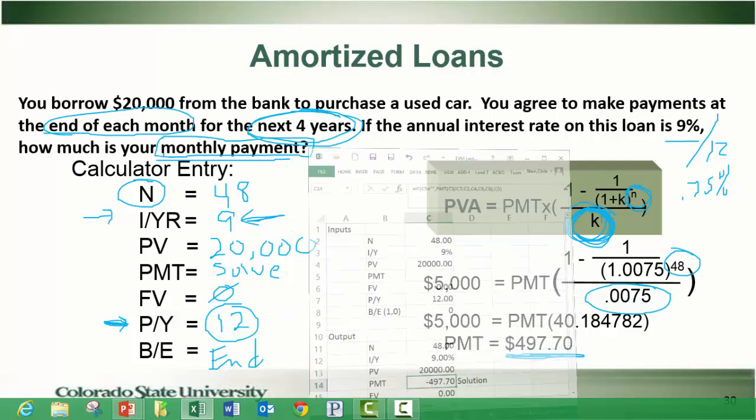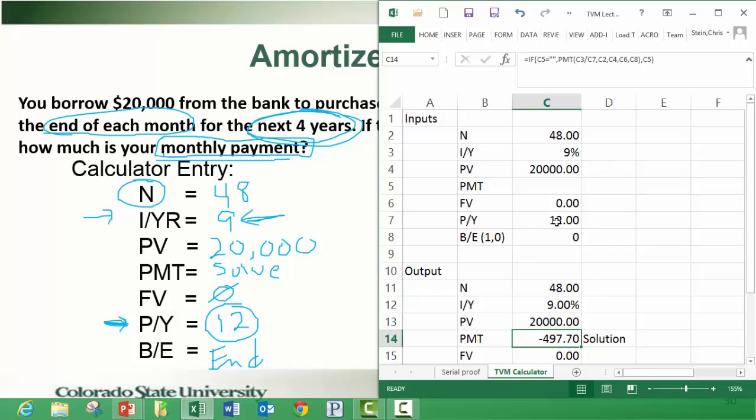So you can see on the calculator, the periods per year setting, because we're dealing with monthly periods, there are 12 of those in a year. If we were dealing with semi-annual periods, that means 2 per year. Quarterly means 4 per year. Daily means 365 per year. I think you get the drift.